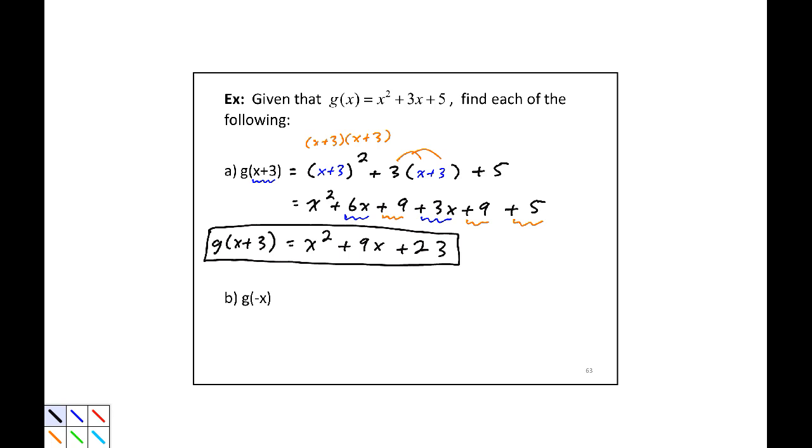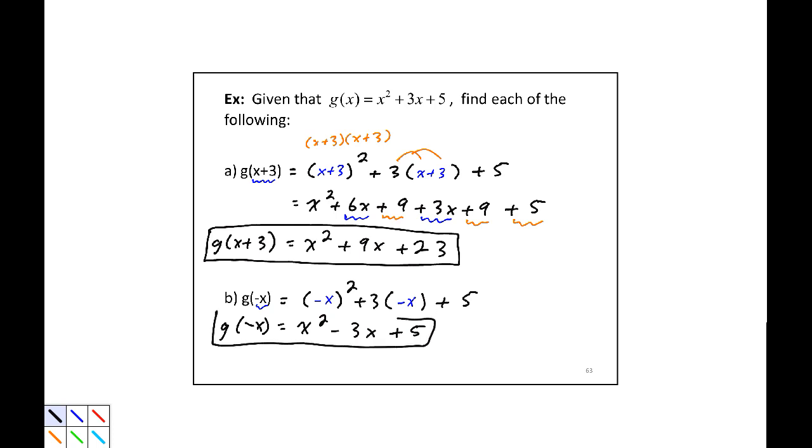Second part of that, we will have an input of negative x. So we'll replace our x. Okay, so that's going to be quantity squared plus 3 times something plus 5. We'll replace each of those values with negative x. Now, negative x squared means negative x times negative x. So that would be positive x squared. That would be minus 3x plus 5. And that is the output when the input is negative x.